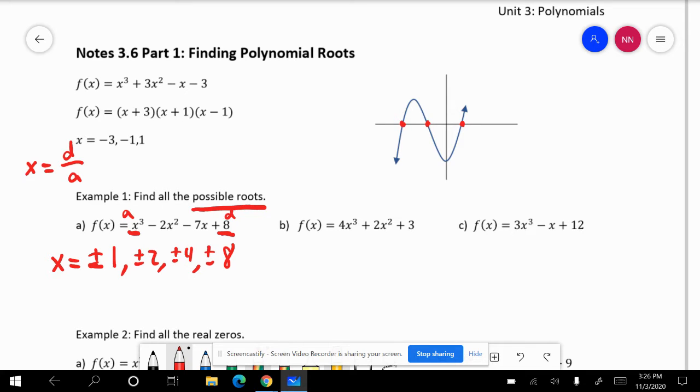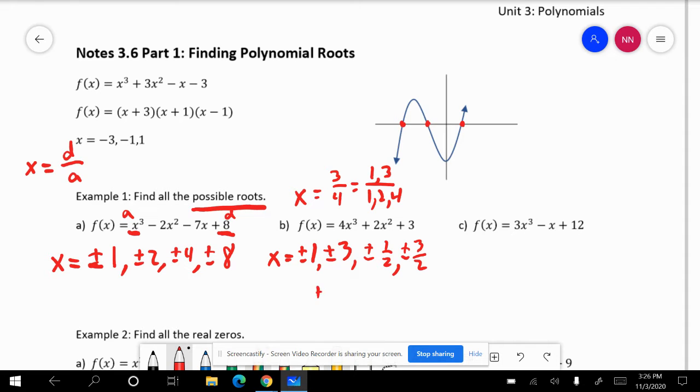Now, looking at letter B, we're going to do the same thing. It's a little bit more difficult because it's all the factors of 3 and all the factors of 4. So if we briefly look at 3, that would be 1 and 3. All the factors of 4, that would be 1, 2, and 4. So we're going to write all of those numbers down. For the first one, it would be plus or minus 1, because 1 divided by 1 is 1. Plus or minus 3, because 3 divided by 1 is 3. Plus or minus 1/2, plus or minus 3/2. Then I also have plus or minus 1/4 and plus or minus 3/4.